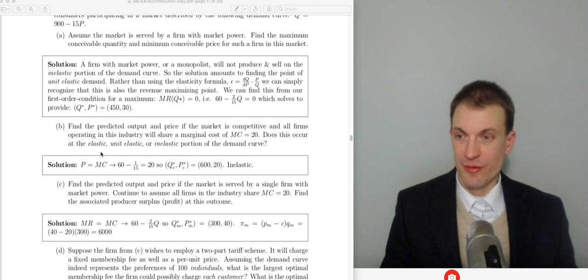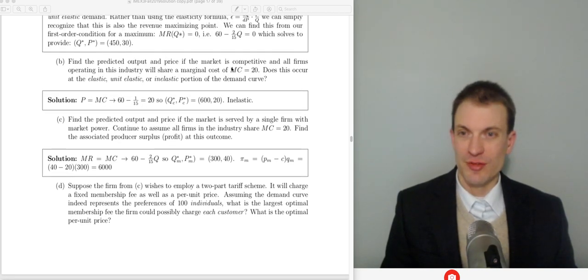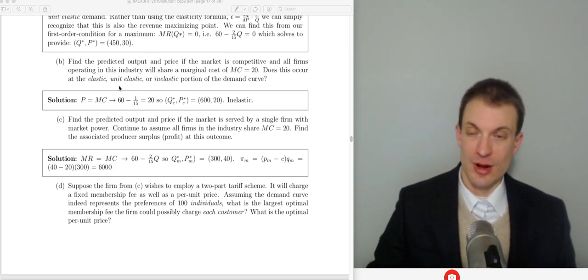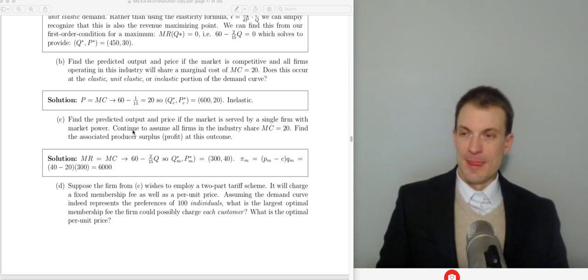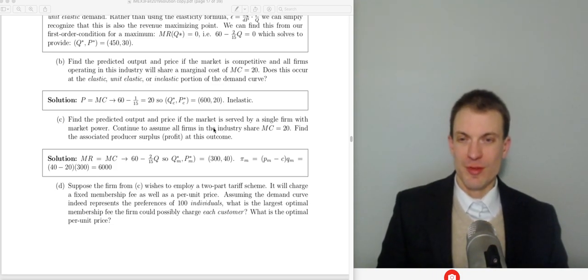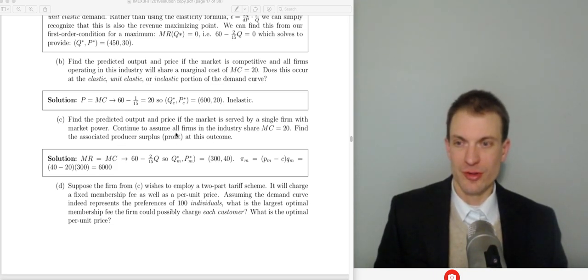Okay. So find the predicted output and price if the market is competitive and all firms operating in this industry share a marginal cost of 20. Does this occur at the elastic, unit elastic, or inelastic portion of the demand curve? Find the predicted output and price if the market is served by a single firm with market power. Continue to assume all firms in the industry share marginal cost equal to 20. Find the associated producer surplus profit at this outcome.